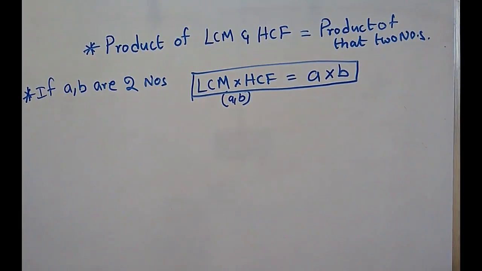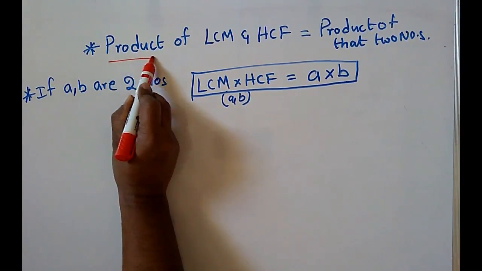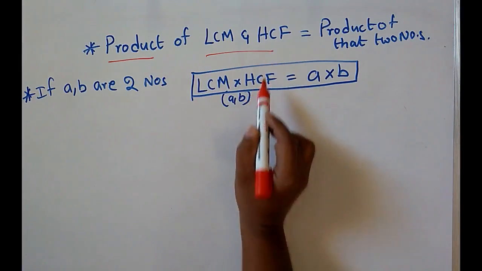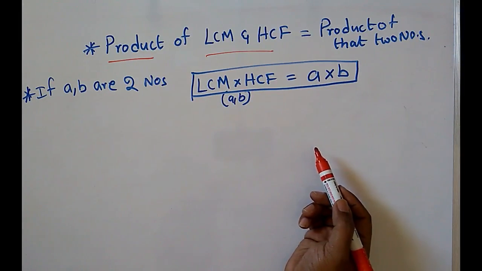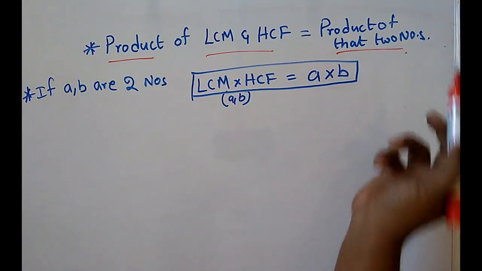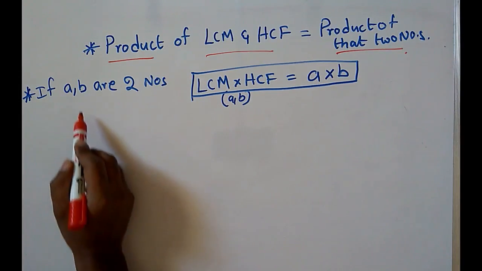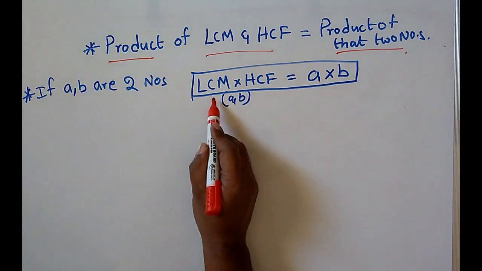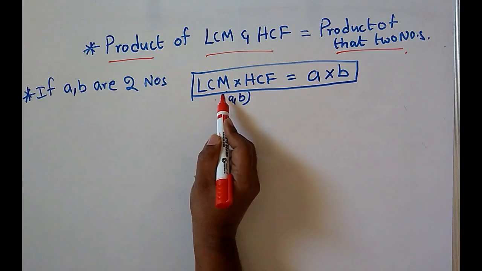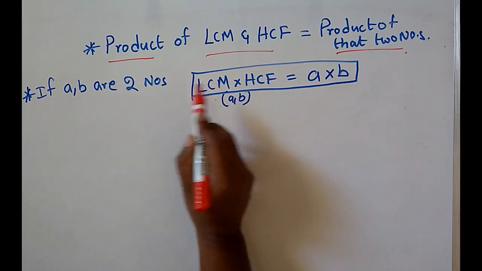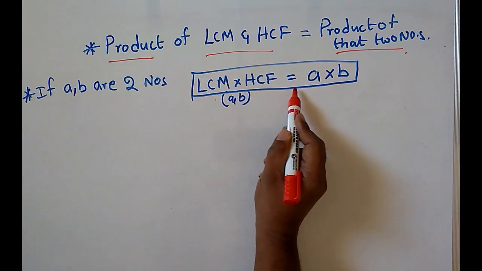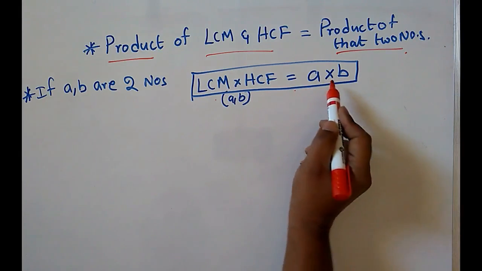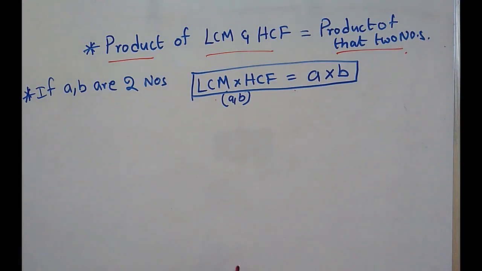Another important property that we have to learn is that the product of LCM and HCF of any two numbers is equal to the product of those two numbers. Suppose A comma B are two numbers, then the LCM of the two numbers multiplied by the HCF of the two numbers will be equal to the product of those very numbers. Let us see the problem.